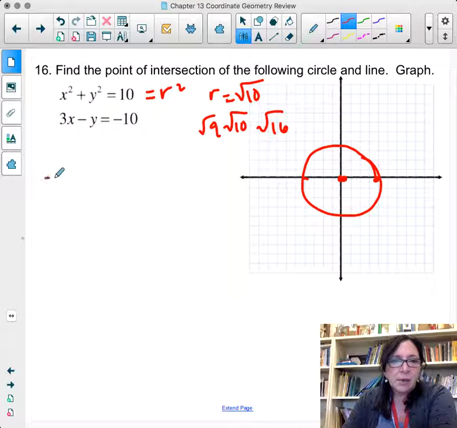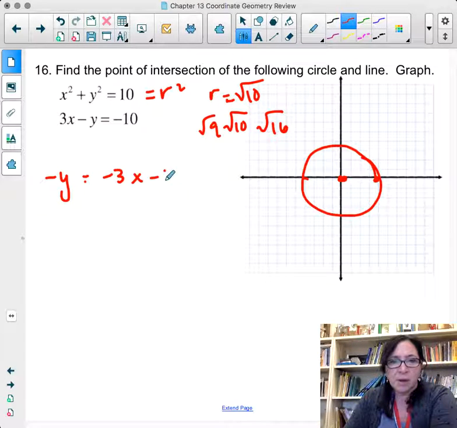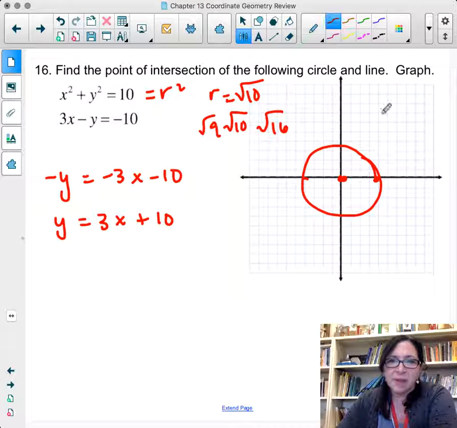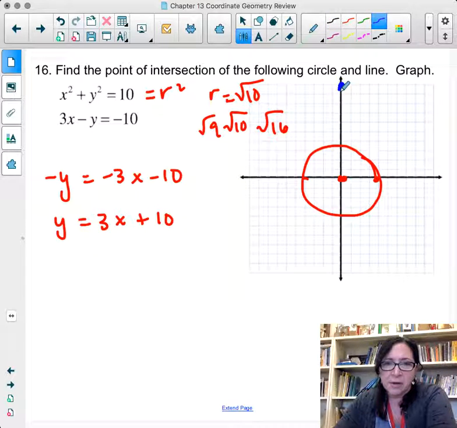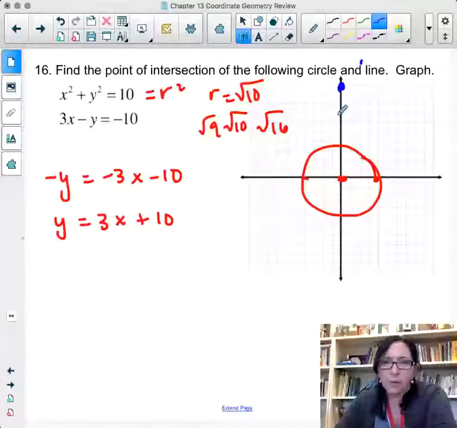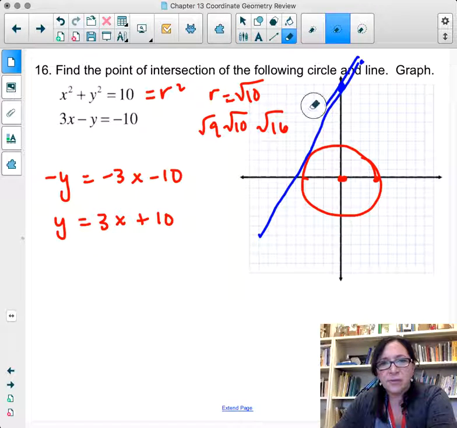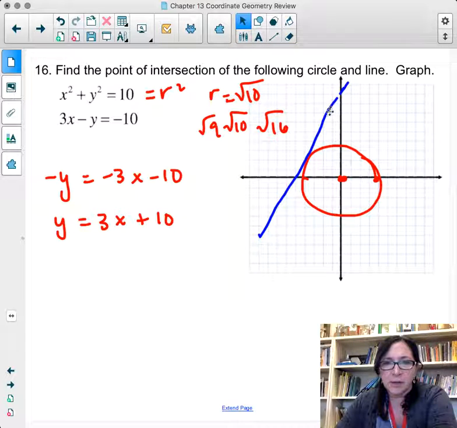This is a line, so negative y is equal to negative 3x minus 10. I'm going to multiply everything by negative 1, and I get y equals 3x plus 10. So that means that this graph starts up at 10, which is way up here, and it either goes up 3 over 1 or down 3 to the left 1. So not sure how this is going to intersect, if it is or not. So let's figure this out and see if this is going to intersect or not. This graph possibly could look like this, or maybe it doesn't intersect. We're going to find out.